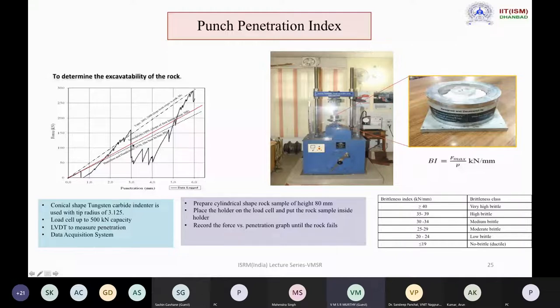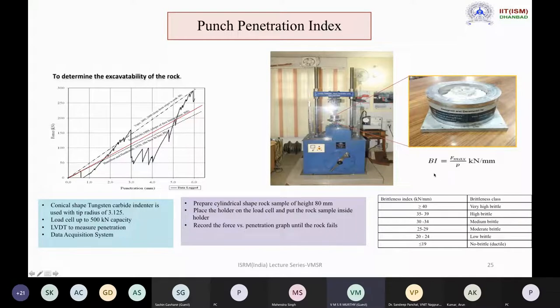On the left side, you can see a graph of force versus penetration. What you observe in this graph is several peaks and drops. The simple thing is that the more the drops, and the more the height of the drop, the more brittle the rock. And the peak load observed in this graph, divided by the deformation at that peak load, is what we define as brittleness. You can see on the right side a small formula.